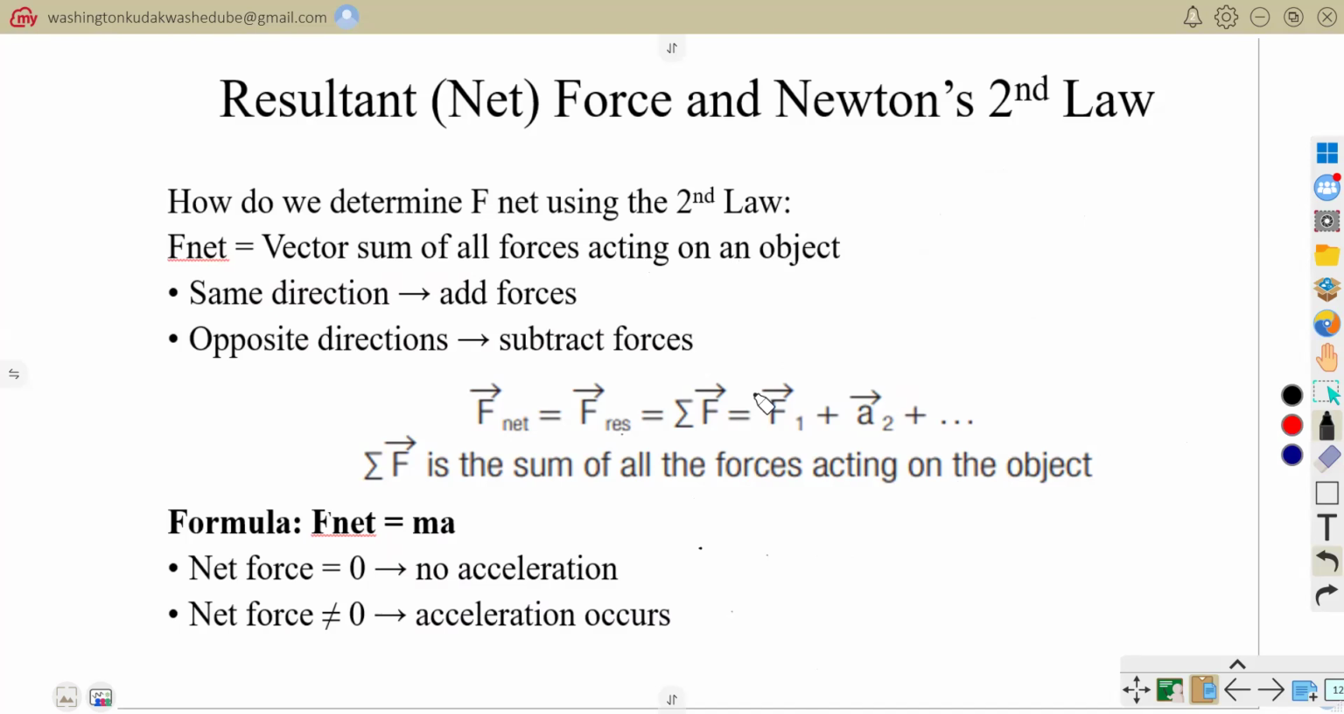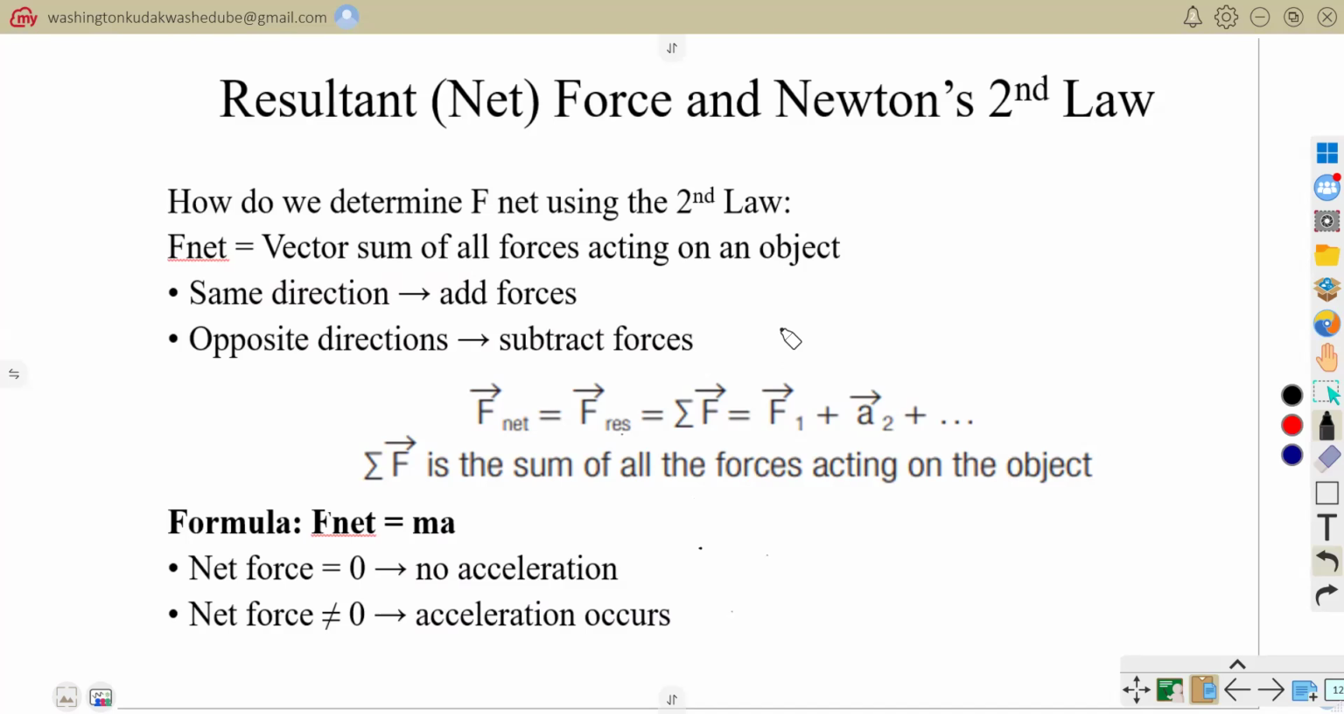Just know that whenever there is constant velocity, then it simply means that the acceleration is 0 and the net force is 0. So it simply means that the vector sum of all forces that are acting on that object, they need to be equated to 0.